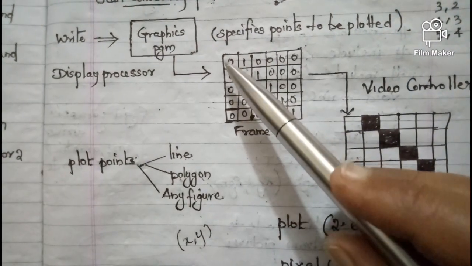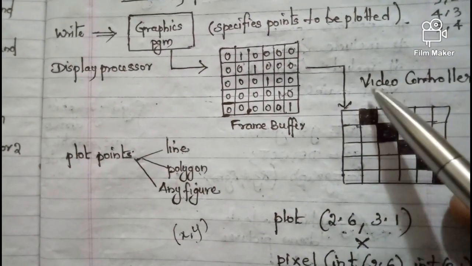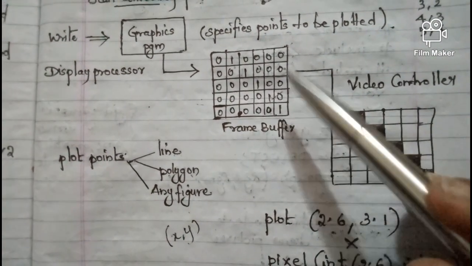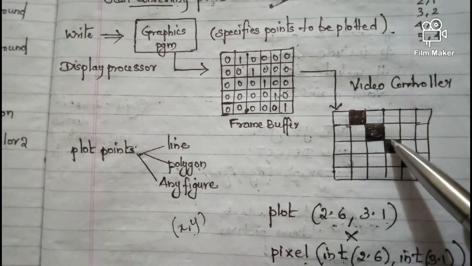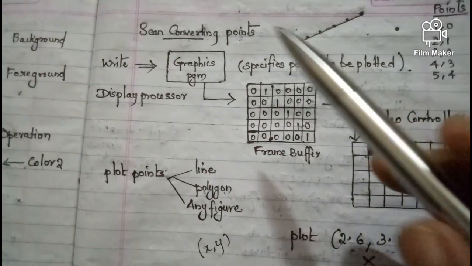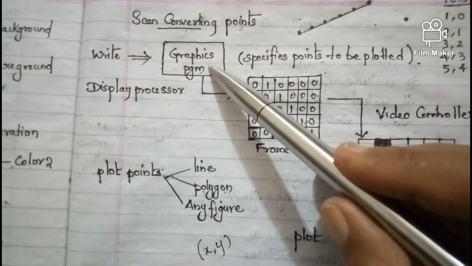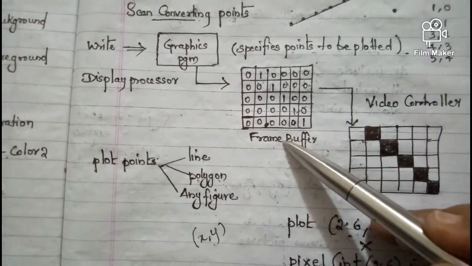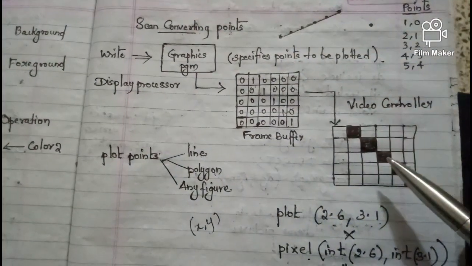So in this way, all the values from the frame buffer will be read by the video controller one by one, and the corresponding information is plotted on the screen. Once all the information is read and plotted, you will find a line displayed on the screen, because we have written a program to draw a line. So depending on the graphics program and what picture you wish to draw, corresponding information will be stored in the frame buffer, and depending on what information is stored in the frame buffer, a picture will be displayed on the screen. So this process is called scan conversion.